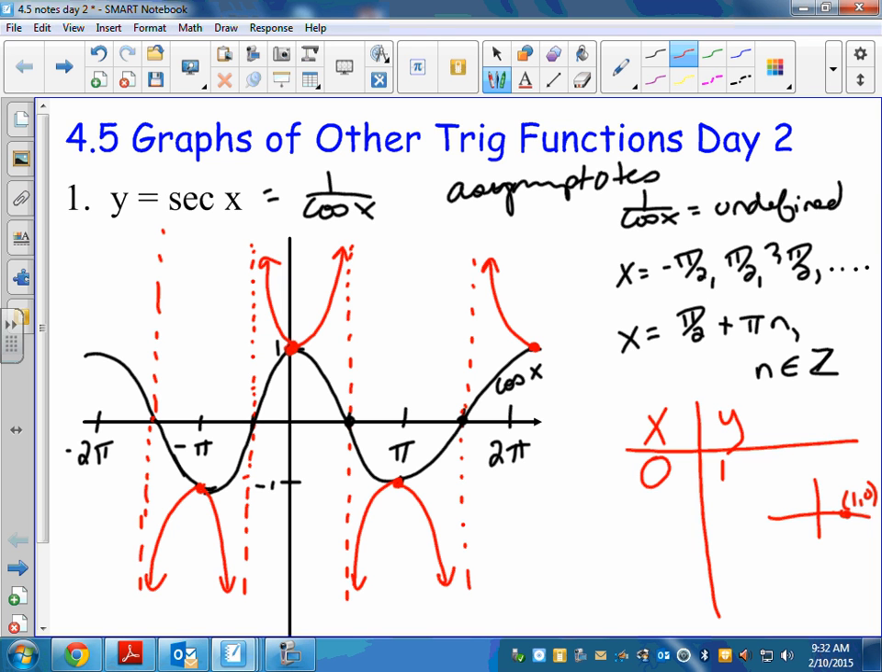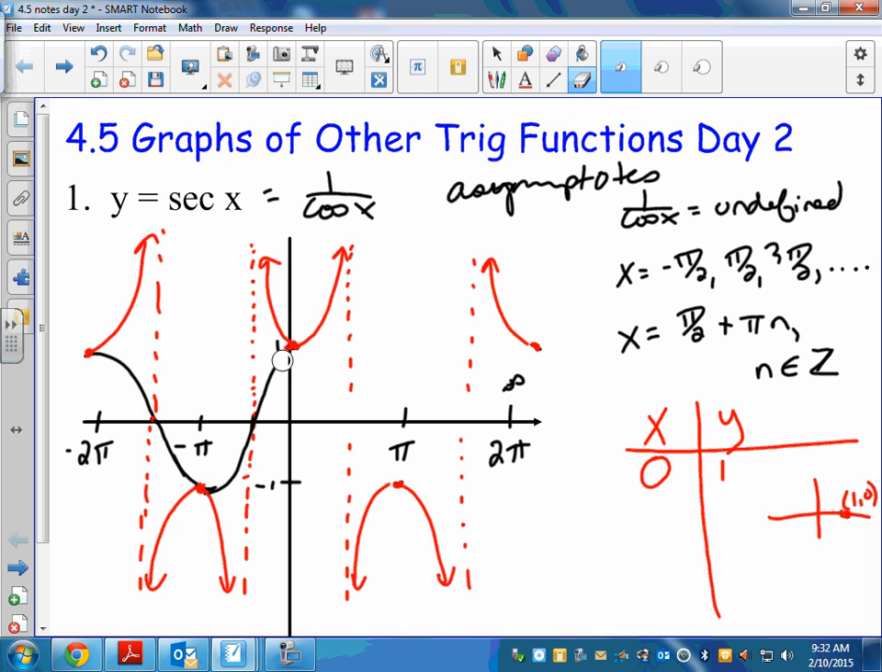But the red graph is secant, which means it kind of looks like a bunch of parabolas. But the reason it looks like that is because it is the reciprocal of cosine. Everywhere that cosine is 0, there's an asymptote. So that's what makes it broken up into sections.